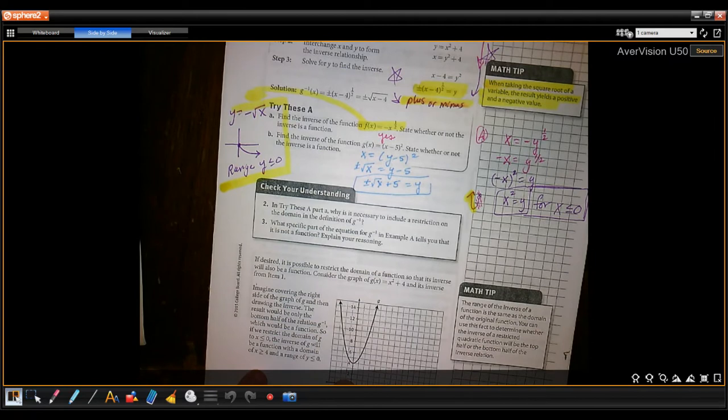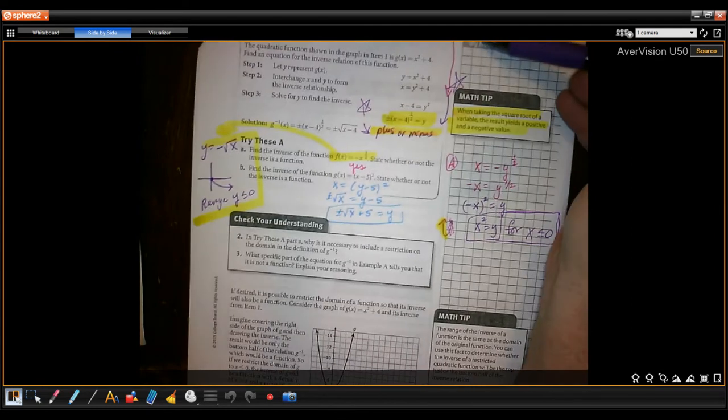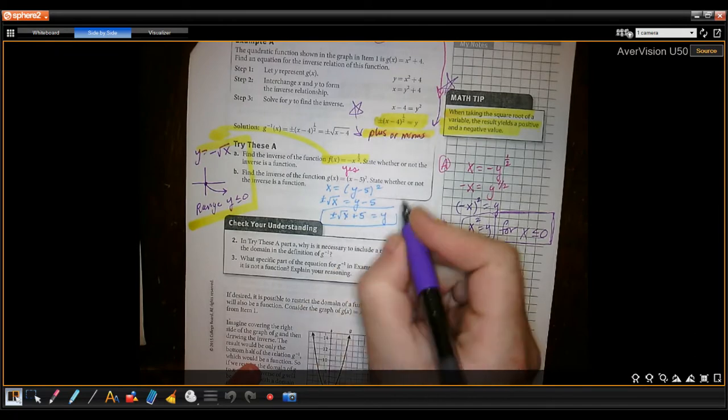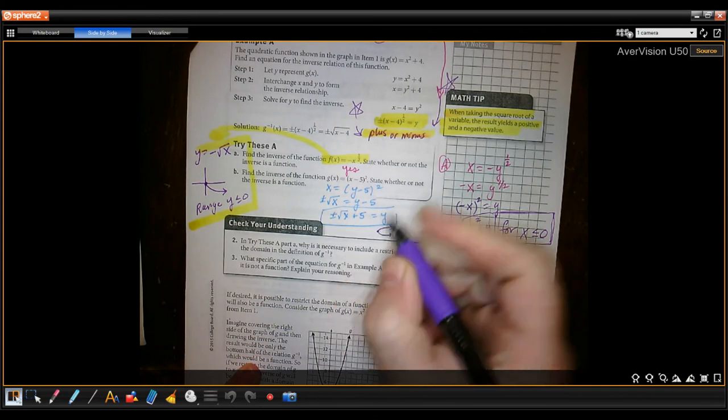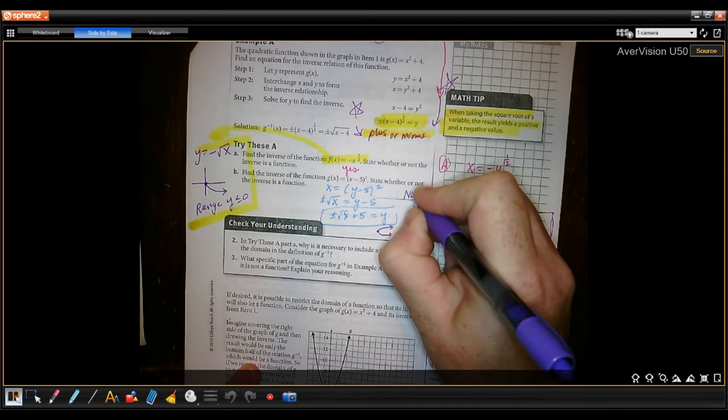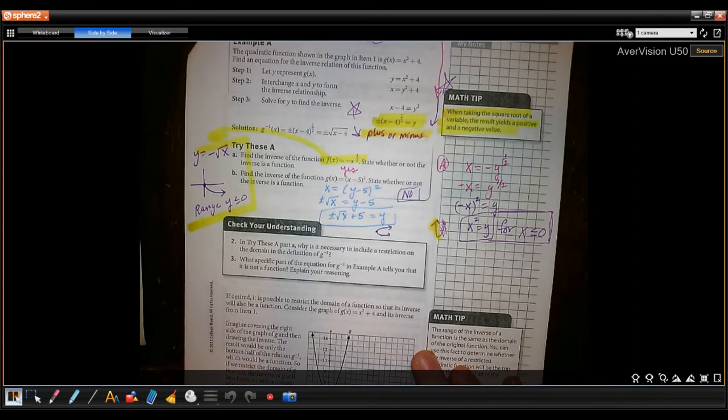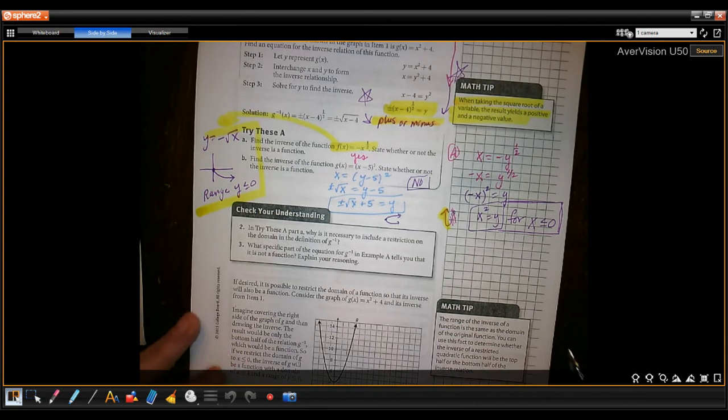Then the question says, find the inverse of the function. State whether or not the inverse is a function. Okay, so is this a function? Well, from this picture up here, we know this is a square root, and here's the plus, and then here's the minus. So is that a function? And you're going to say, hopefully, no, that is not a function, because for every x, there is more than one y. Okay.